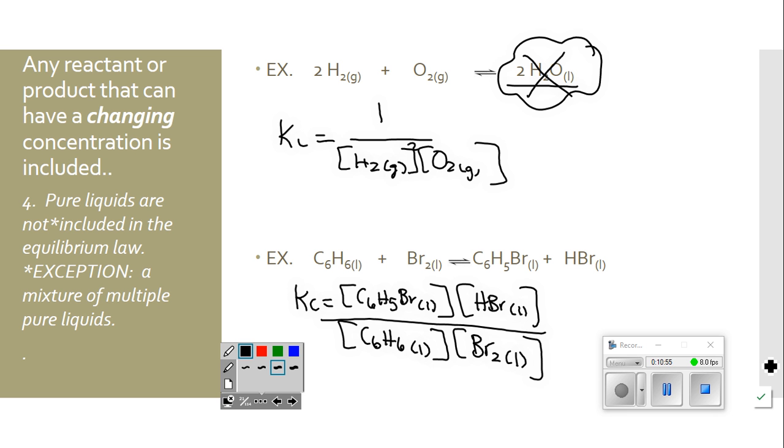Benzene being around is probably the only scenario where everything would be a liquid. Benzene and bromine are liquids and they can react with each other. So this is probably the best example that I could give you. I would think that this exception would come up really rarely. Usually it doesn't come up at all, but just on the off chance that it does, because we could combine an organic question with this, that's how it would look.